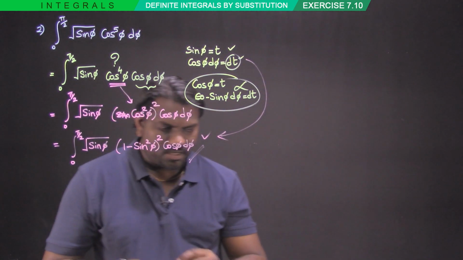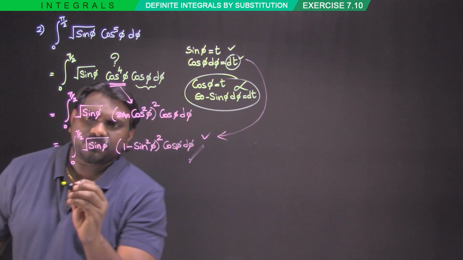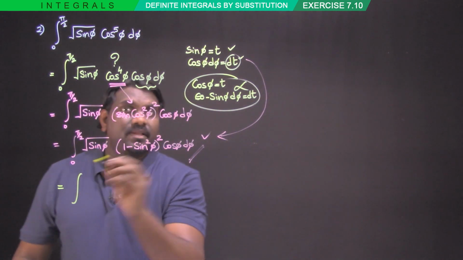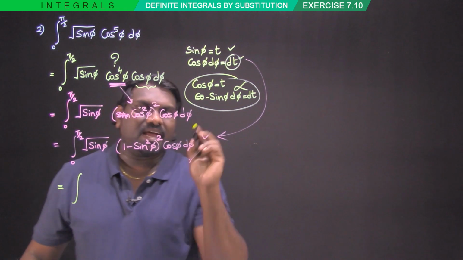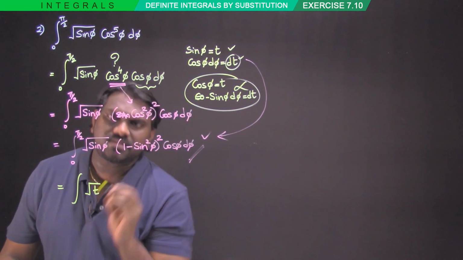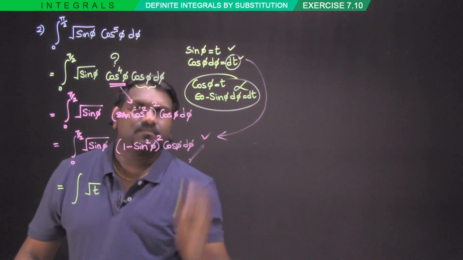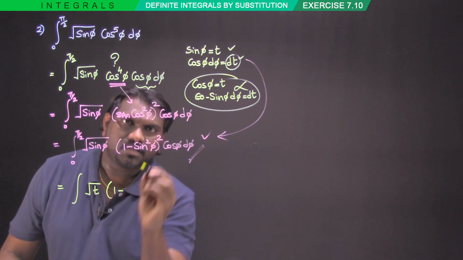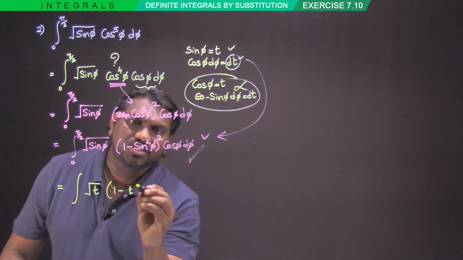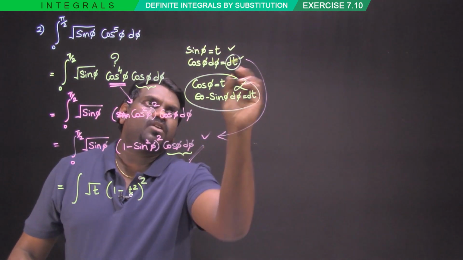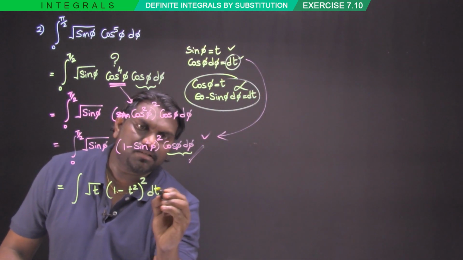Right? Just think over here, dear. And what will be my substitution? And when you substitute, what will you be getting here? Limits. It's gonna change, we will see that. Okay, now this one is gonna be root t. Yes, sine phi is t, so this is root t. 1 minus, this is again t square the whole square. What is this whole thing? It is your dt. So this is your dt.